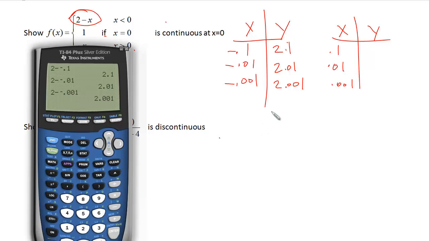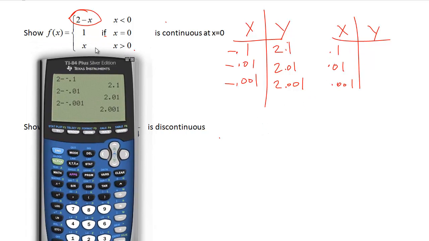And as I come at it from the right side, so that is values greater than, we see it is just simply x. So that's 0.1, 0.01, 0.001. So as I approach it from the left side, I'm actually approaching 2. When x is 0, it equals 1. So I'm actually approaching 2 here. And when I approach it from this side, it looks like I'm actually approaching 0.